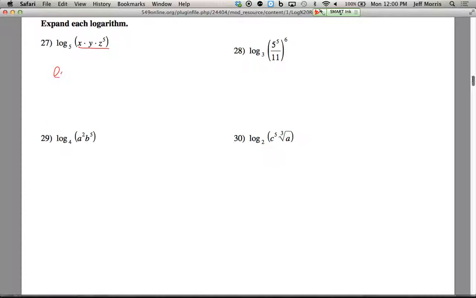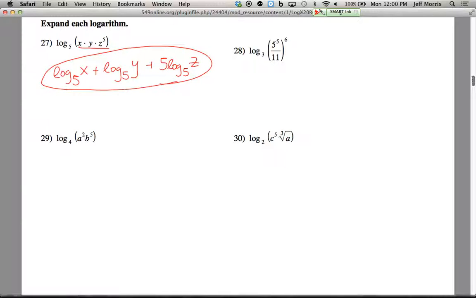So it'd be log base 5 of x plus log base 5 of y. We're going to do this in one step. z to the 5th. What can we do there? Plus 5 log base 5 of z. Very good. That's it. I want you to be able to do it in one step. Okay?